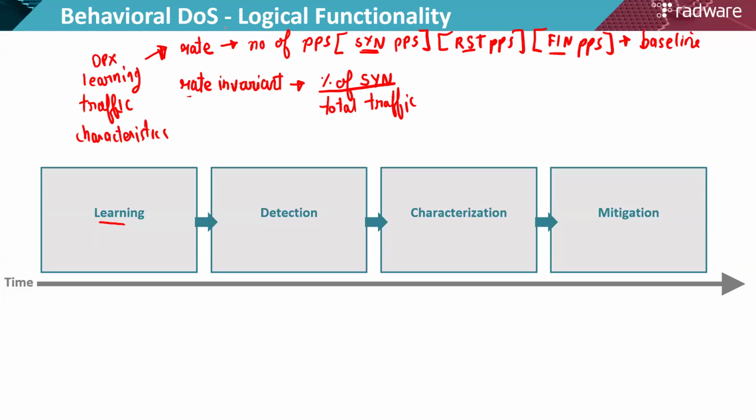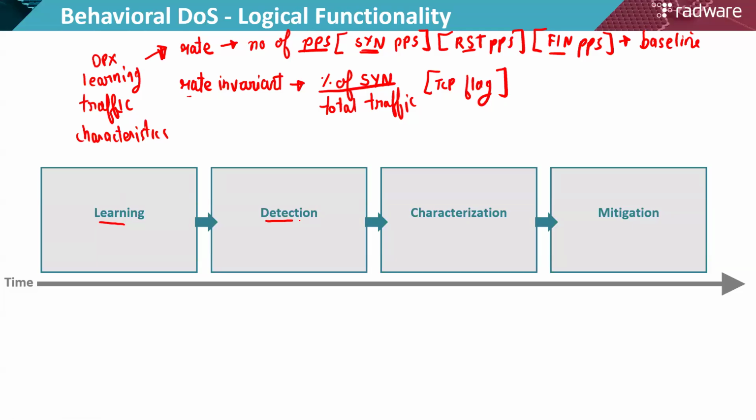So during peacetime, we are learning these two things: number of packets per second and the rate invariant part, which is the percentage of a particular packet with respect to total traffic. This is also known as TCP flag distribution. So we are learning TCP flags distribution. We are learning the rate, which is number of packets per second, and also the bandwidth part as well. So how much bandwidth are we consuming? These three things we are learning during peacetime. This is done during the learning phase. That means we calculate rate and rate invariant part and gather traffic statistics.